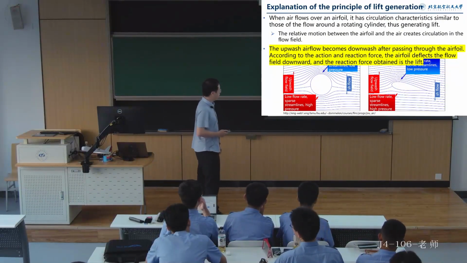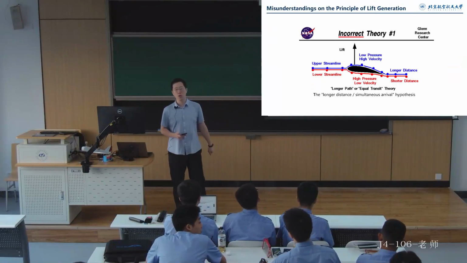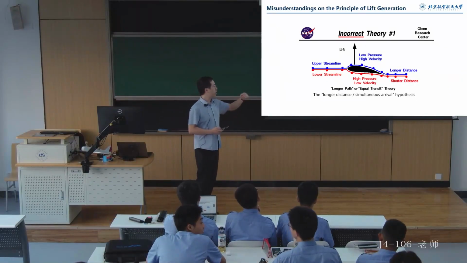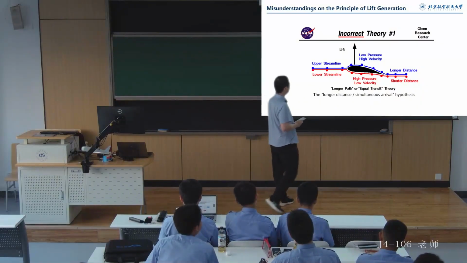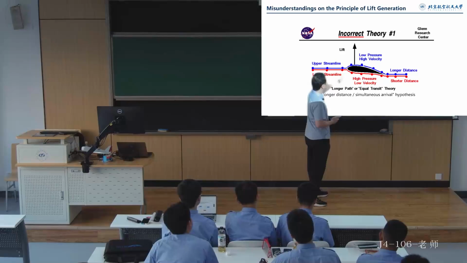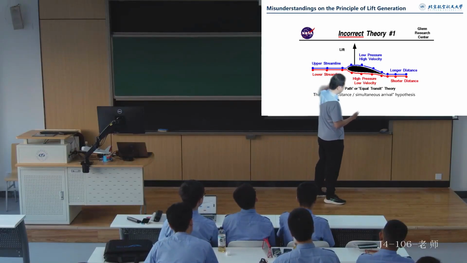Firstly, the most common inaccurate explanation is called the longer path same time theory. What does this refer to? It refers to the idea that for an airfoil, when the airflow splits at the leading edge into two streams, they will reach the trailing edge simultaneously.